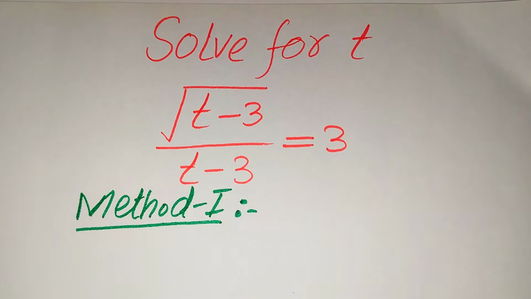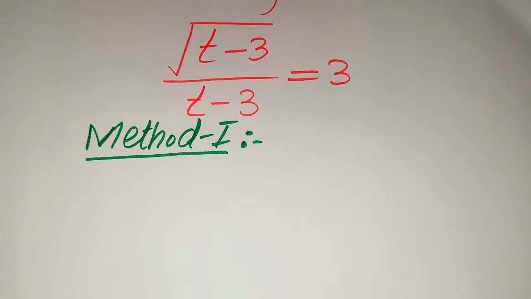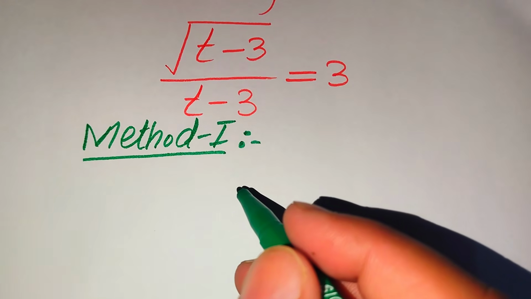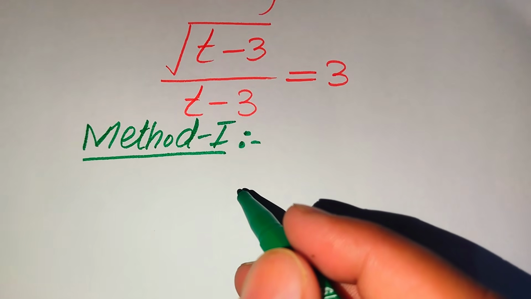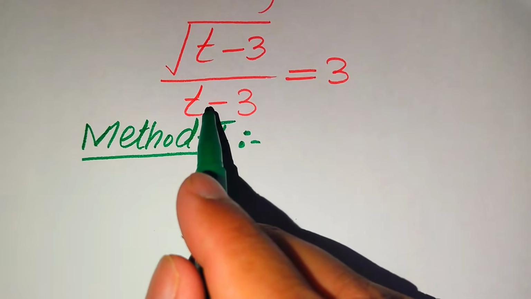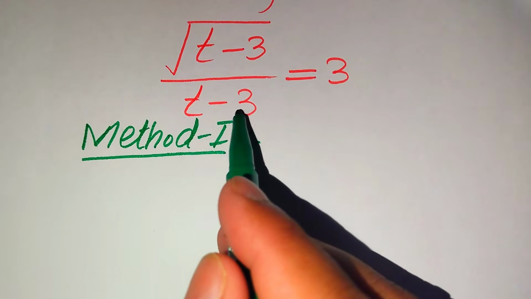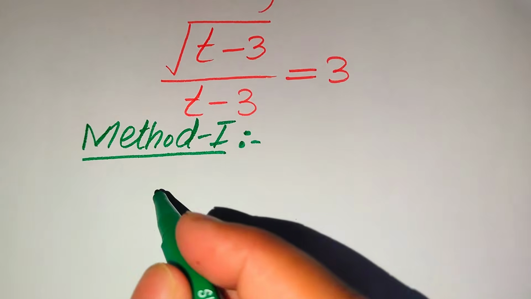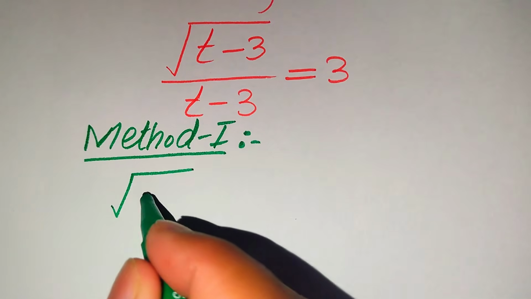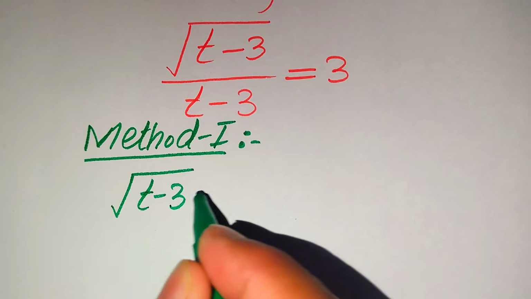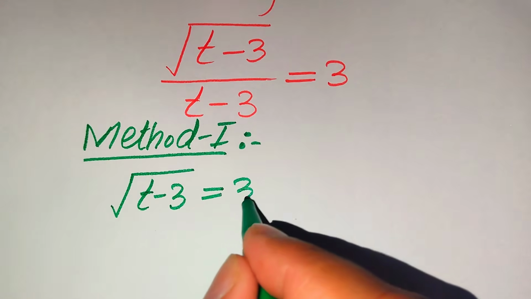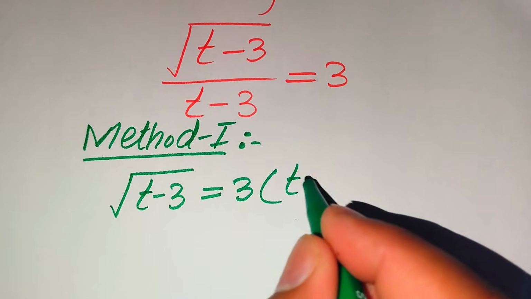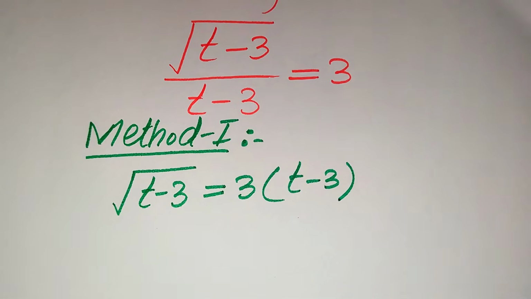Now we move towards the solution of this problem with the first method. In the first method, we need to use a nice algebraic formula. Here we first move the term t minus 3 to the right hand side, and it will be written as square root of t minus 3 is equal to 3 times (t minus 3).